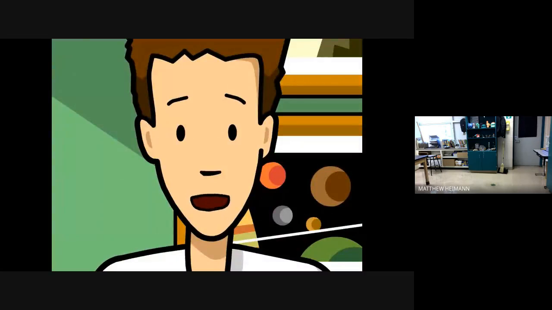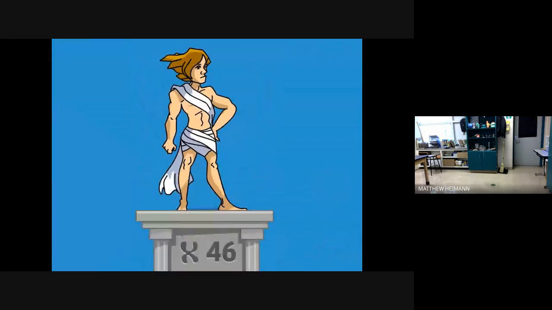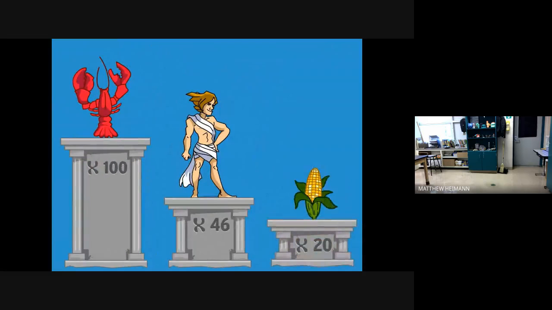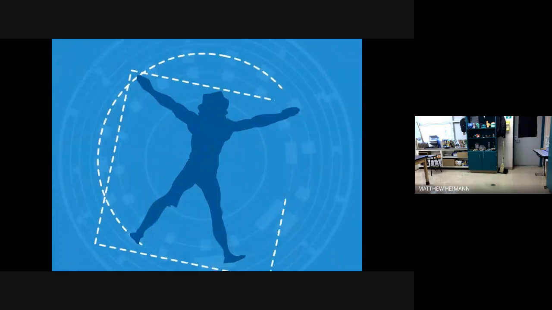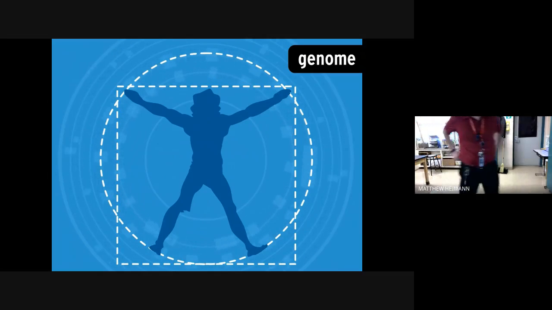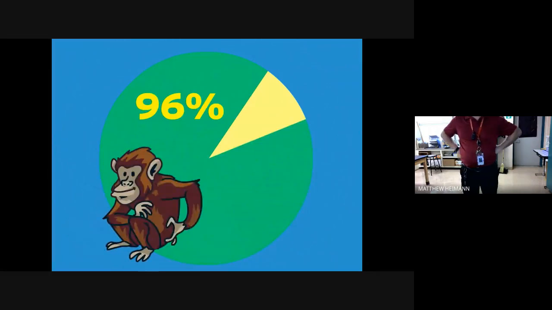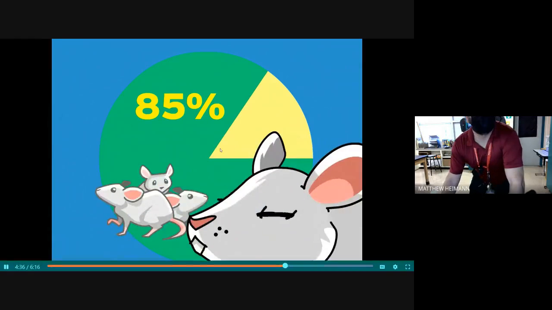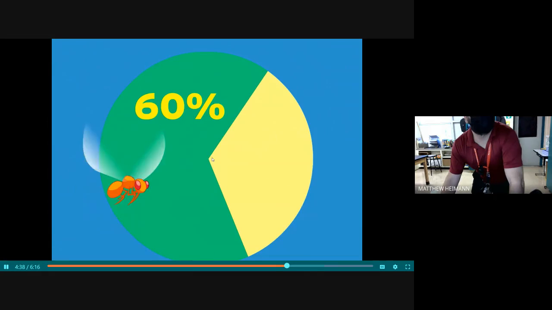The number of chromosomes differs by species, kind of randomly. Humans have 46. Lobsters have 100. Corn has 20. Researchers have mapped the human genome, the complete sequence for human DNA. Comparing our genes to those of other life forms, we've discovered a lot in common. Humans share 96% of the same genes as chimpanzees, which isn't too surprising. But we also share 85% with mice, 60% with fruit flies.